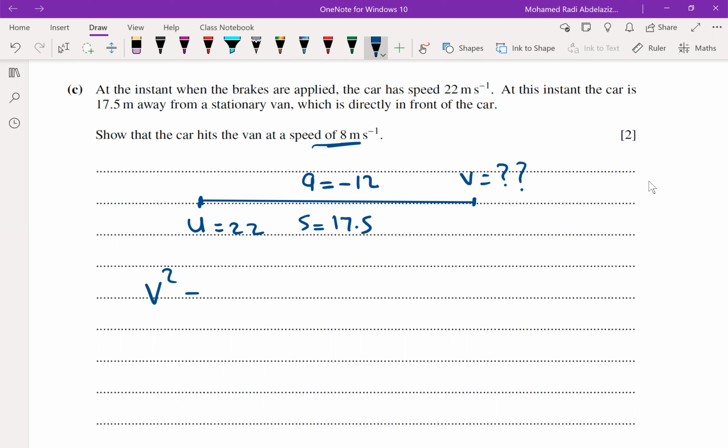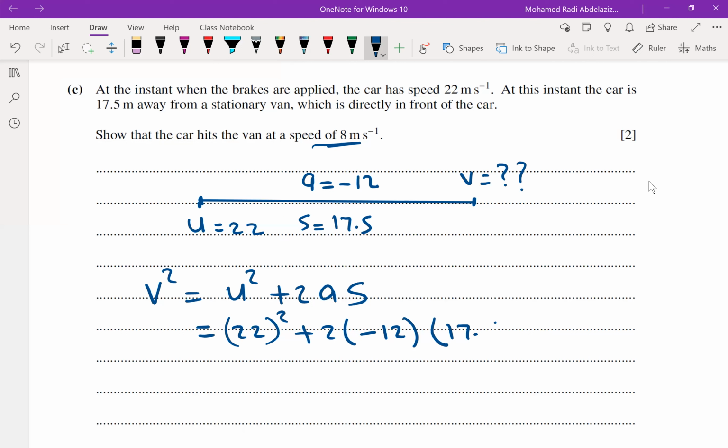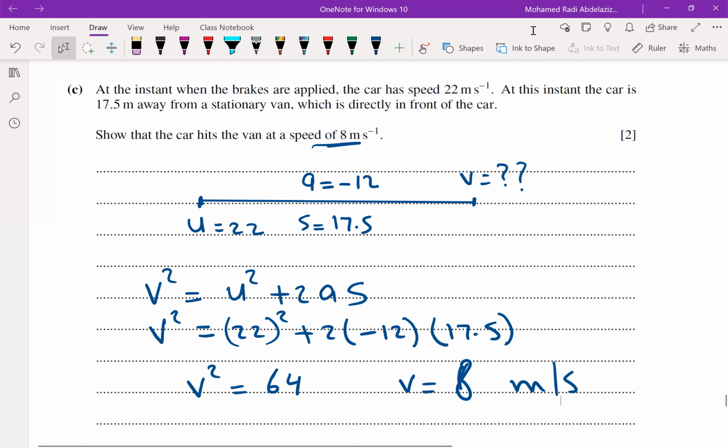We don't have time, so v squared is equal to u squared plus 2as. The final velocity: v squared is 22 squared plus 2 times acceleration, negative 12, times the displacement, 17.5. By simplifying, you will get v squared is equal to 64, and by taking the square root, your answer is 8 meters per second. This is what he asked us to show. That's it.